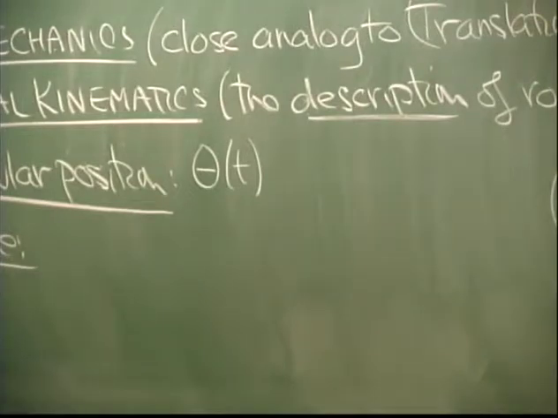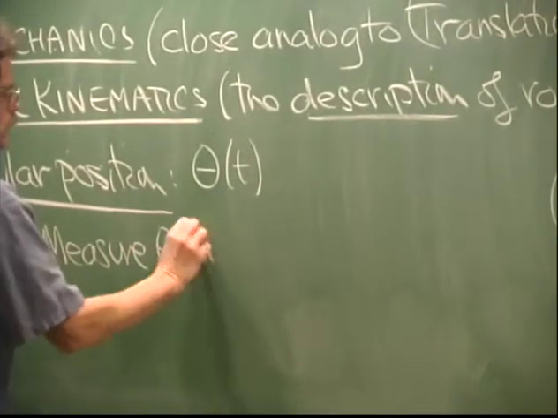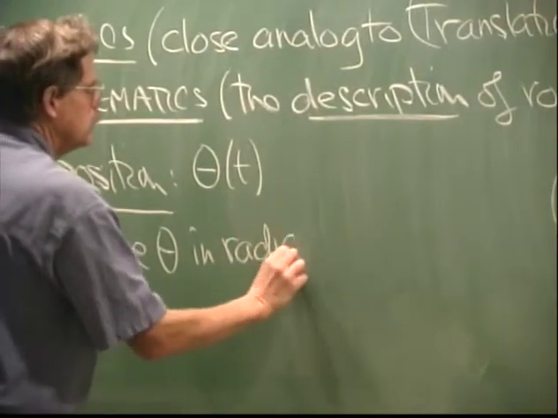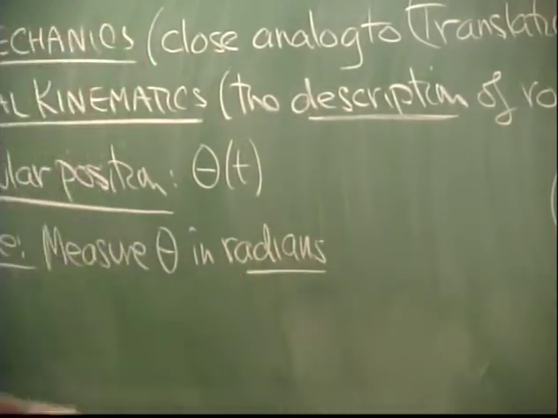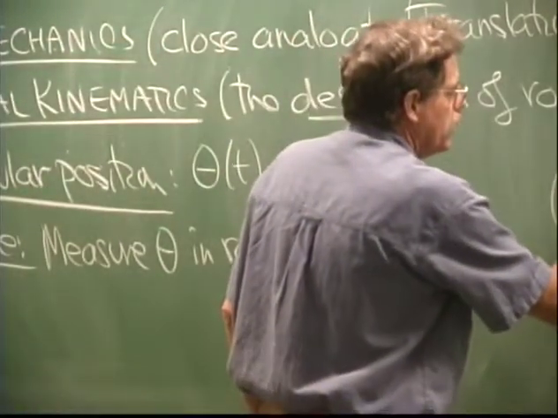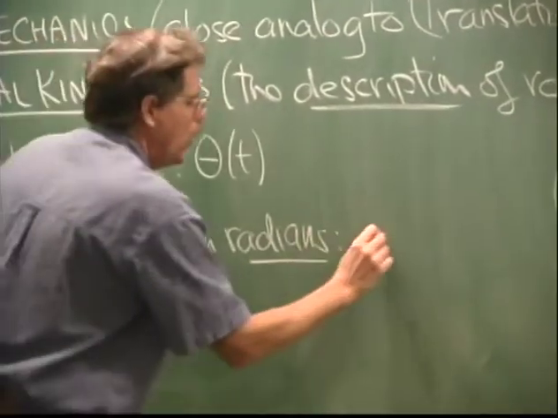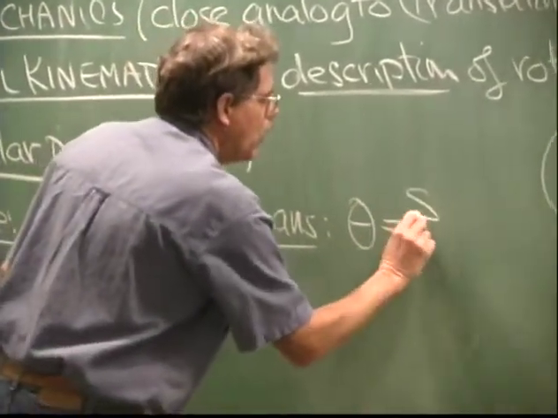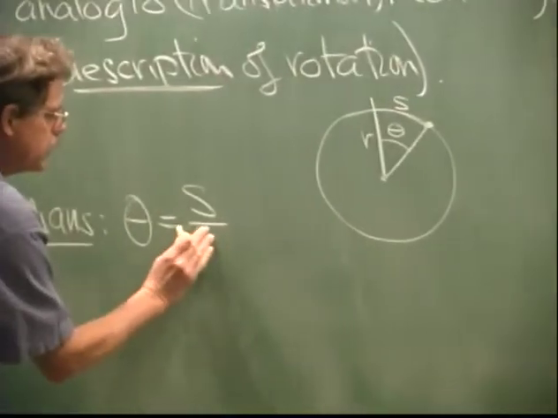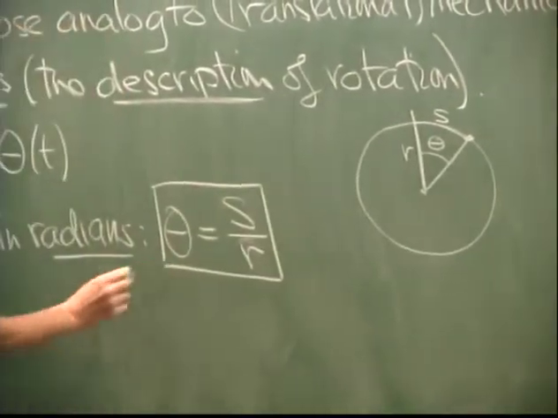We'll measure theta typically in radians. You don't have to, but it's a good way to do business. Remember how radian measure goes? It's the arc length, let's call it S, divided by the radius. Theta is equal to arc length over radius. That's the definition of angle in radian measure.